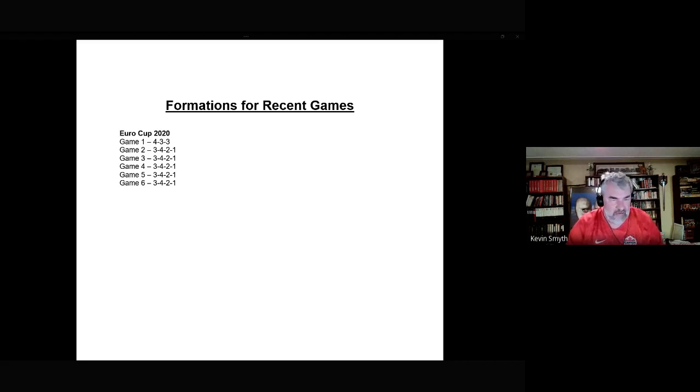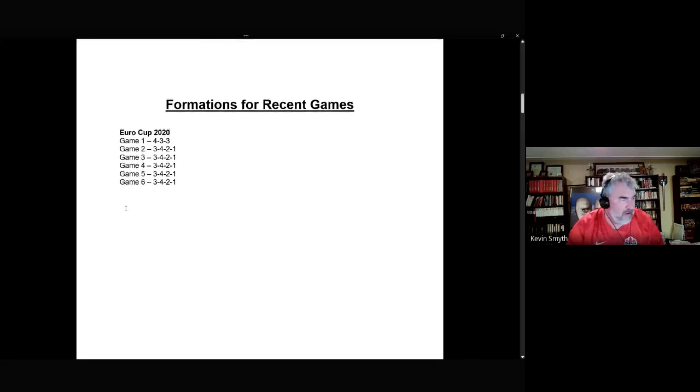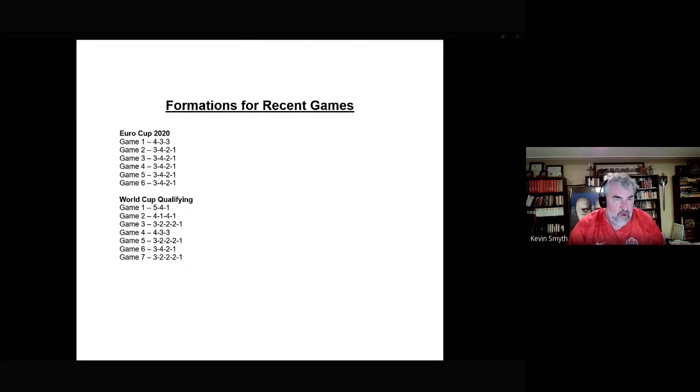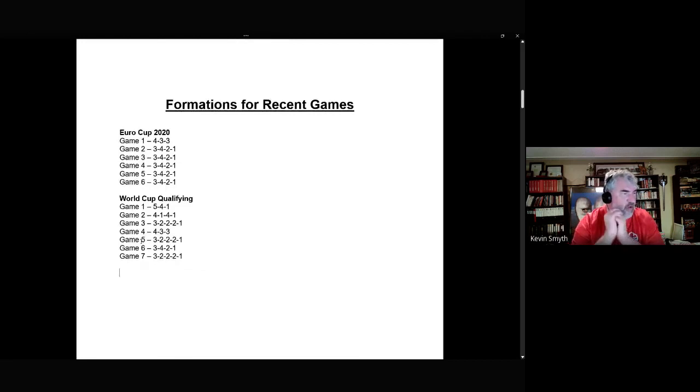They did change things up a bit in World Cup qualification. A couple of strange formations there in the 5-4-1 and the 4-1-4-1 in games 1 and 2. Those actually are quite similar, just a stopper instead of a 3-man central defense there, but still the single center forward. So a bit unusual. Then they seem to kind of go back to that 3-4-2-1.